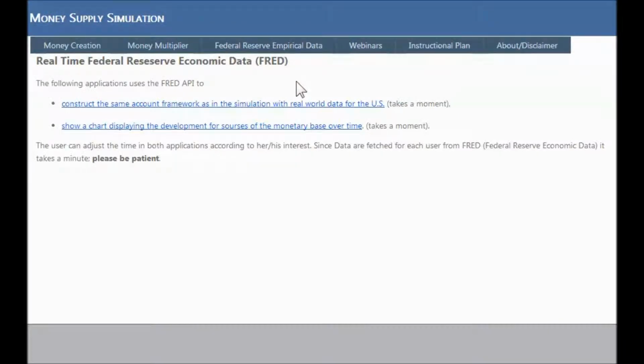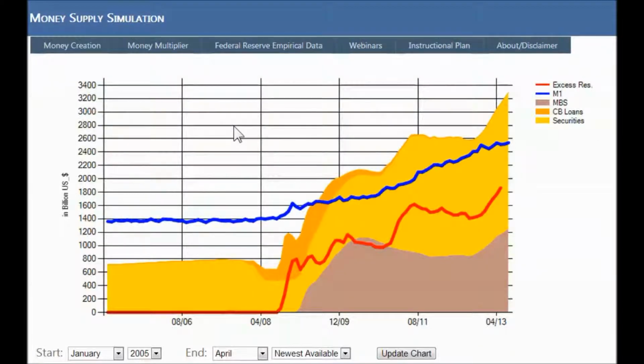If we again click on the Empirical Data tab, we can download a chart that shows how the monetary base developed over time. Again, the data are drawn from the Federal Reserve database. That means the chart is always up to date and can be adjusted to different time frames. The chart shows not only how the monetary base developed over time and increased dramatically, it also shows the components and thus shows which role mortgage-backed securities played as part of the monetary base.